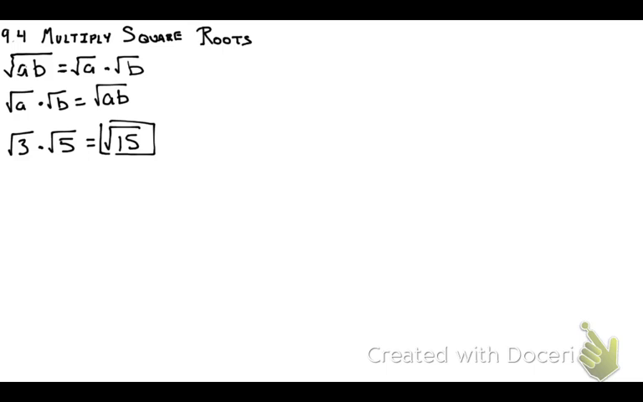Something different might be the square root of 2 times the square root of 8. Well, that's just the square root of 16. And that simplifies, so it goes further to just 4. So sometimes we can't simplify, sometimes we can. When we can, we do. Let's try a couple more.